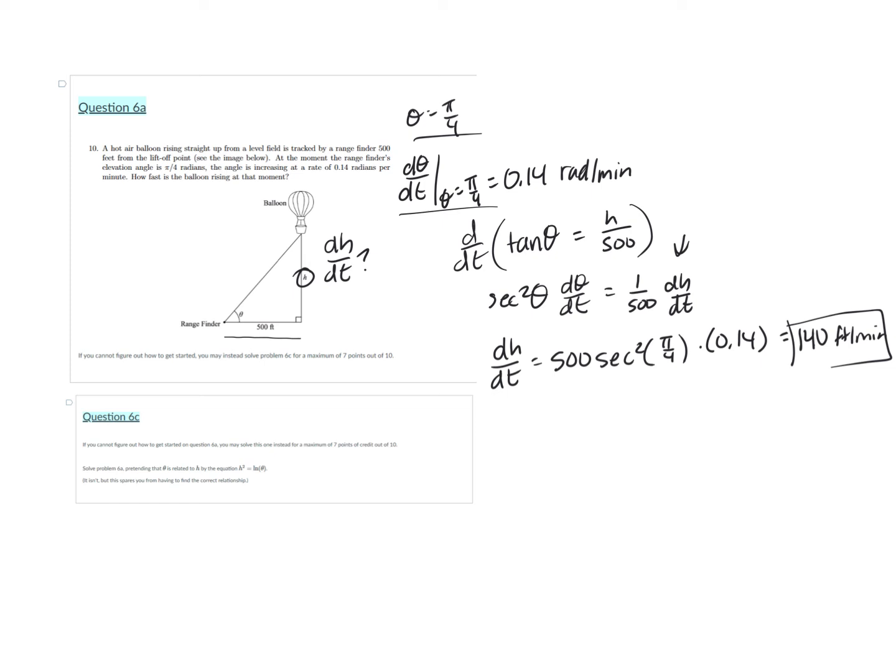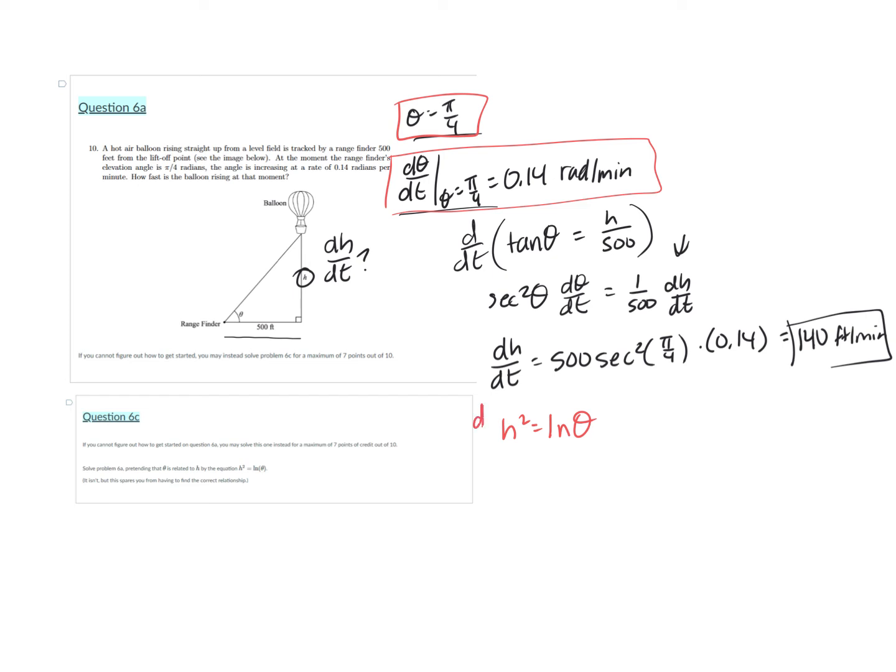So here, we want to pretend that theta is related to h using this h squared minus natural log of theta equation. So we're still going to use this theta equals pi over 4, and d theta dt is going to be 0.14 radians per minute. But here we don't have to actually set up the equation to actually relate the problem. Here we just have a different equation, and we're just using those numbers.